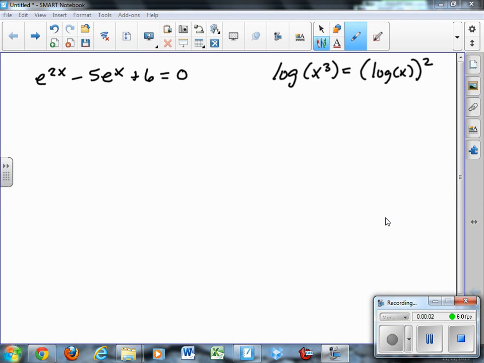We're going to look now at solving exponential or logarithmic equations that are in quadratic form. So let me give you a couple of examples. Here we have e to the 2x minus 5e to the x plus 6 equals 0.